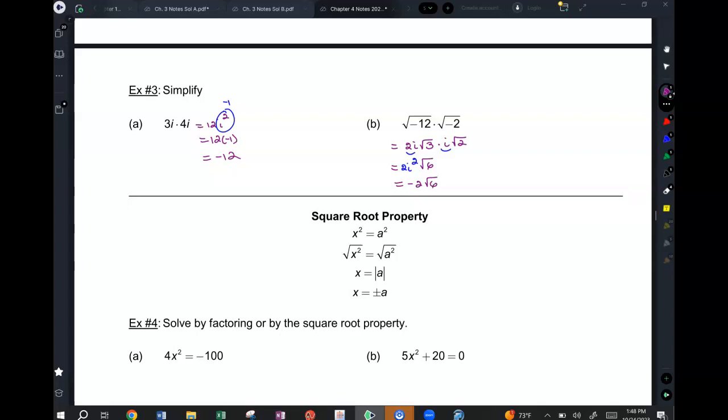When you multiply them out first, then you get the square root of positive 24. So all of that negative business gets lost. So please don't do that.